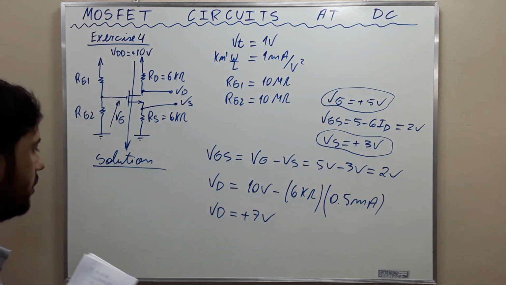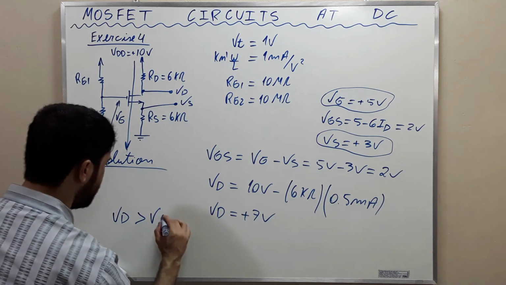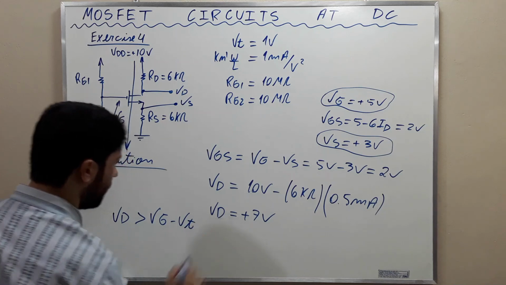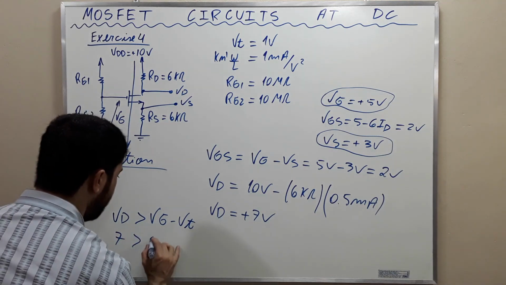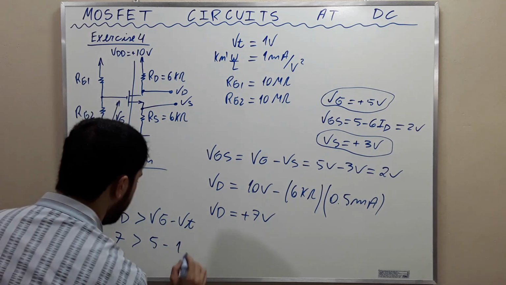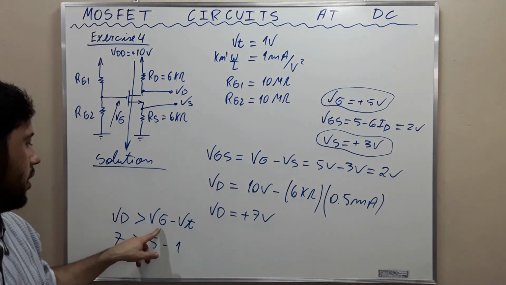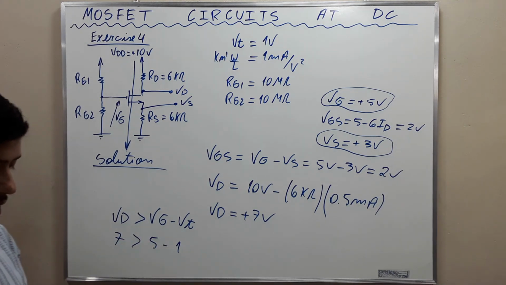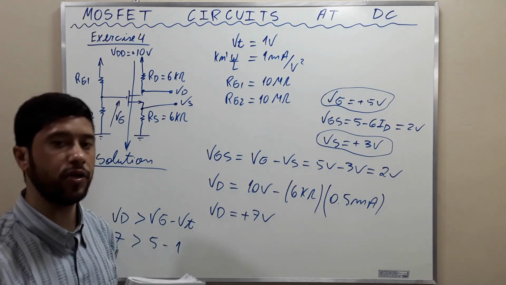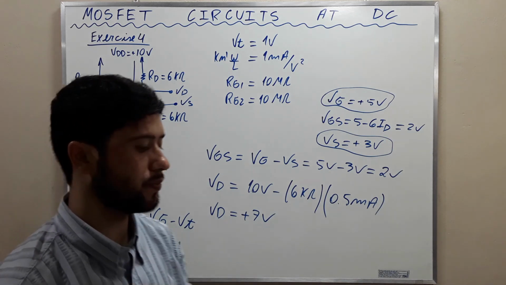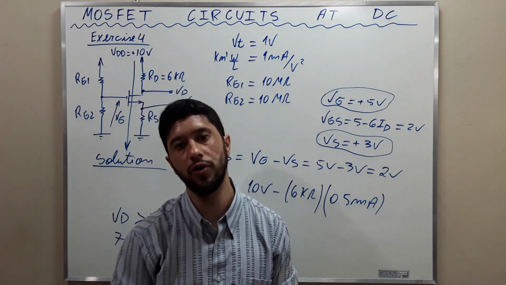And since Vd is greater than Vg minus Vt, 7 is greater than 5 minus 1, this holds true. Vd is greater than Vg minus Vt, so we are indeed in the saturation region of operation as we supposed before. My friends, these are the exercises that I wanted to show you the solution.